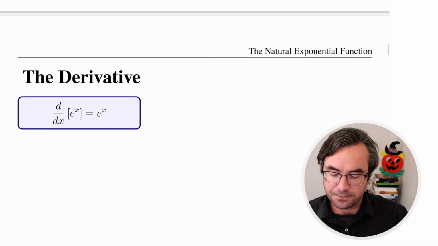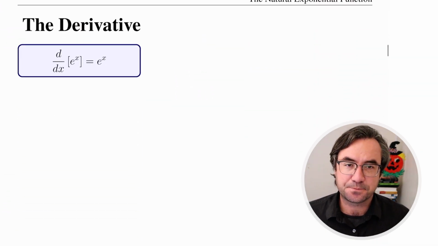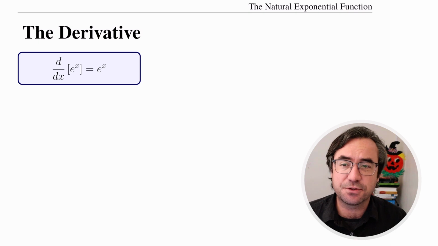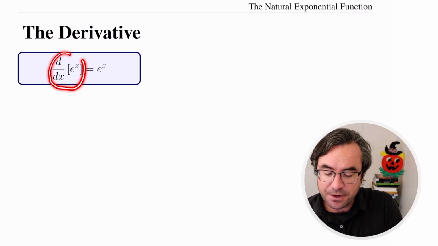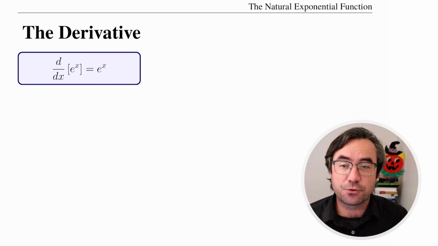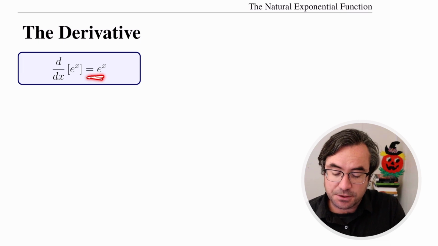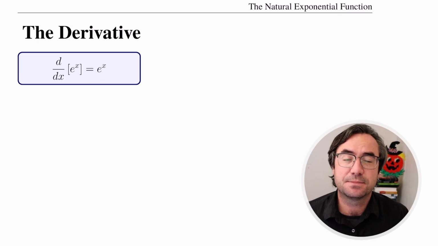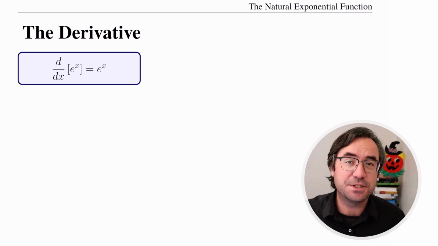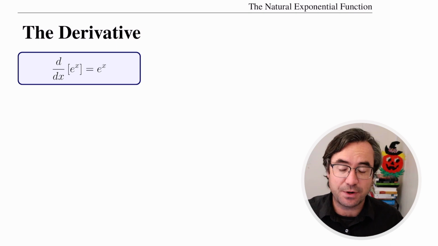So the first result here, and why we're going to be using primarily this exponential function, is that the derivative of this special function is equal to itself. So the derivative of e to the x is equal to e to the x. And we can prove this using our limit definition of the derivative.